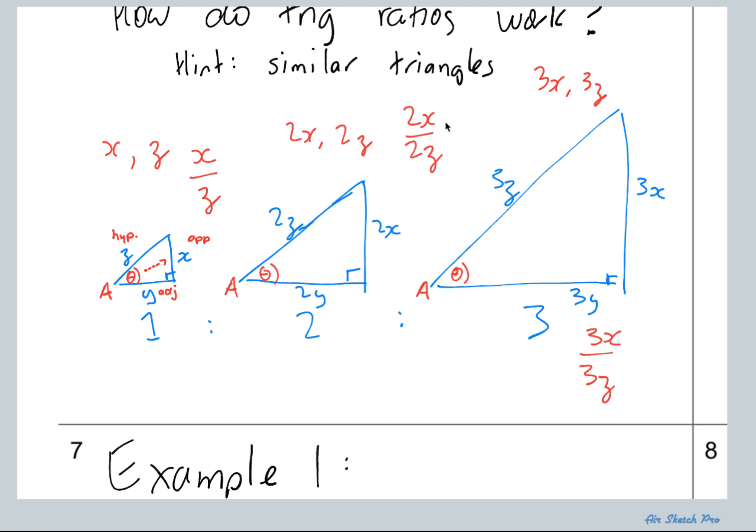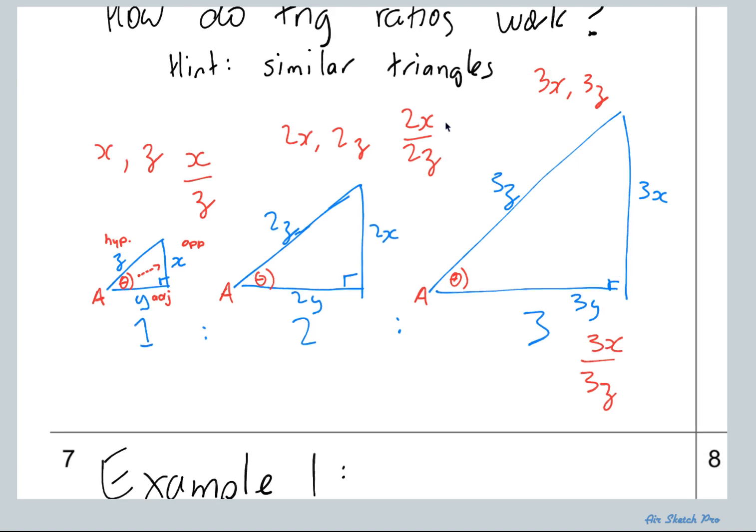Note that theta hasn't changed position. So the value of theta is the same in all three triangles because that's what makes a similar triangle similar. And its position, its vertex, hasn't changed position. So we're still looking at the side opposite and the hypotenuse. Now you have a look at this one here.